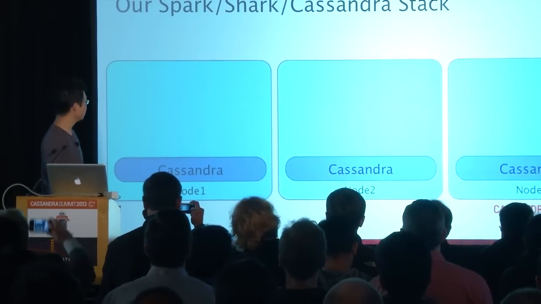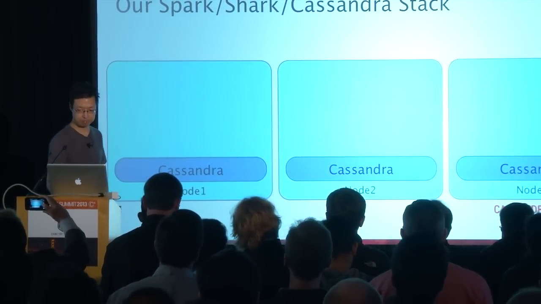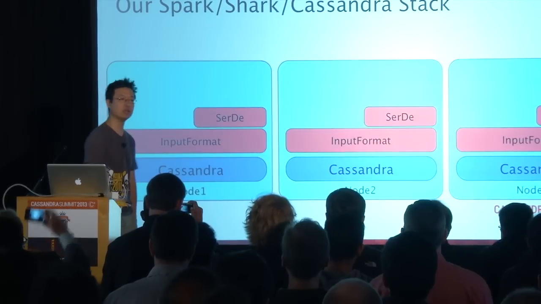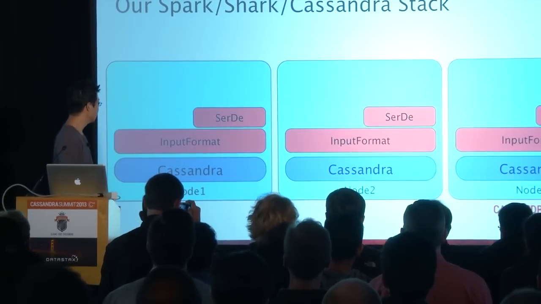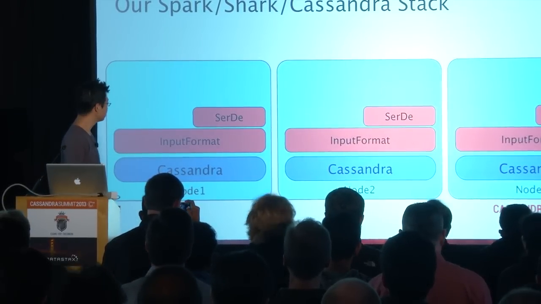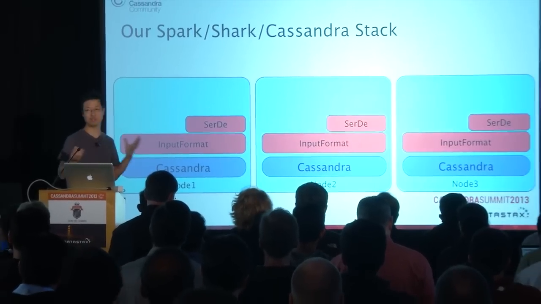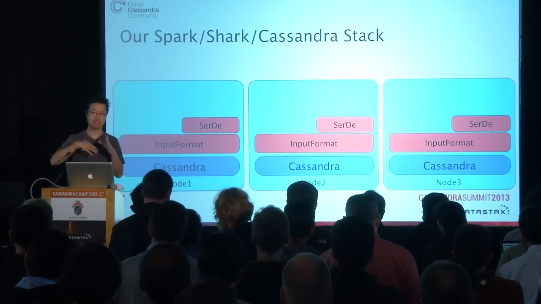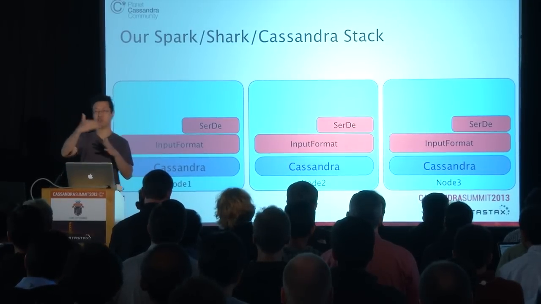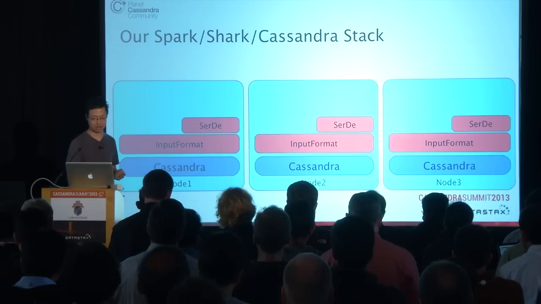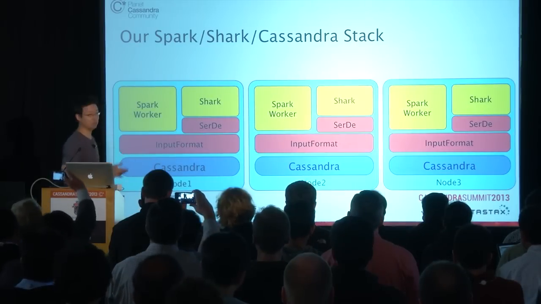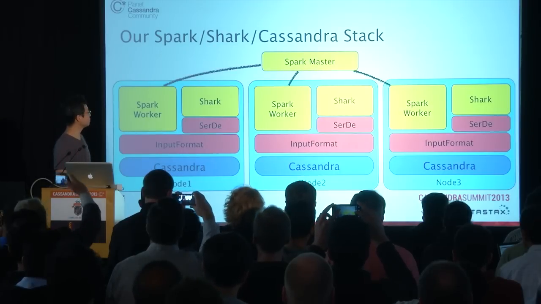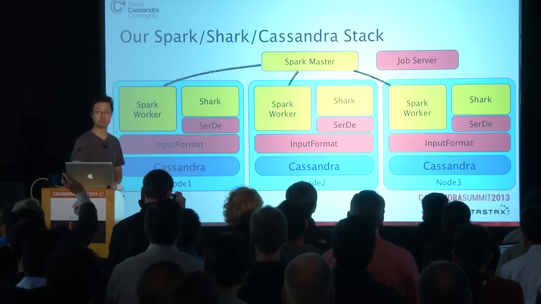This is our stack. You have Cassandra nodes. On top of Cassandra nodes, we've written a custom input format that reads from our schema. And on top of the input format, there's something called a SerDe. If you don't know what a SerDe is, it's basically Hive's way of mapping Hadoop data into a Hive table. And we'll talk about that in a sec. On top of that, we just have Spark, which is controlled by a master and a job server.